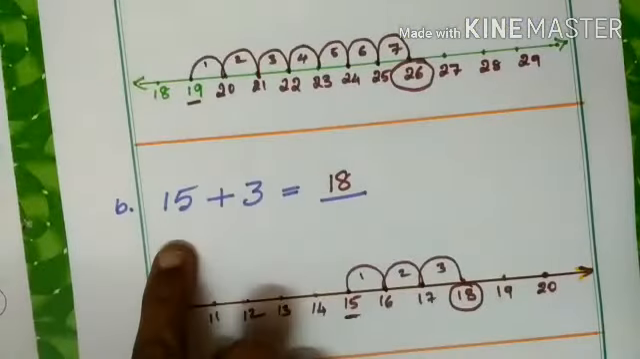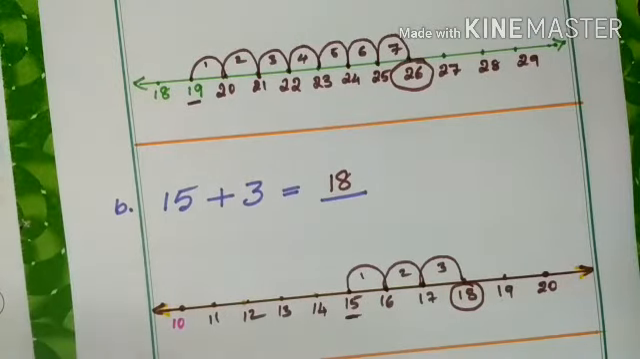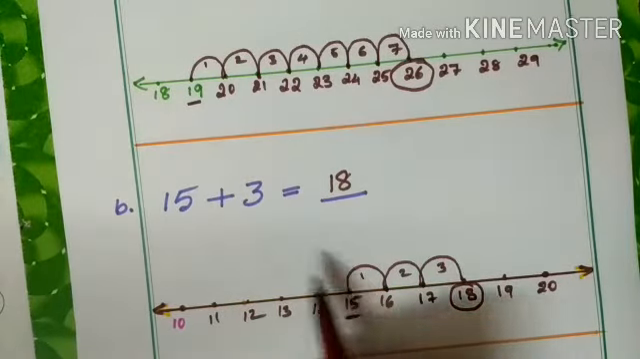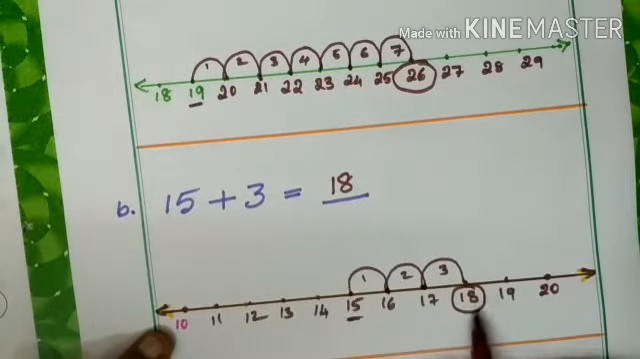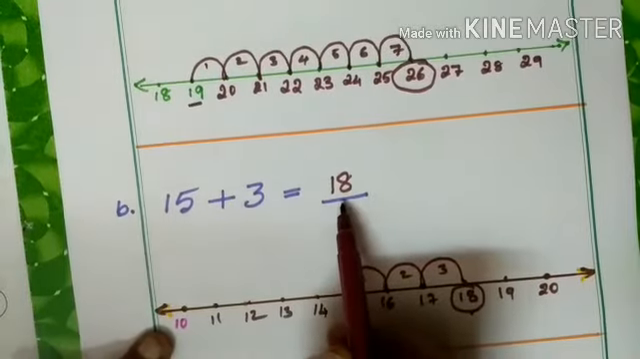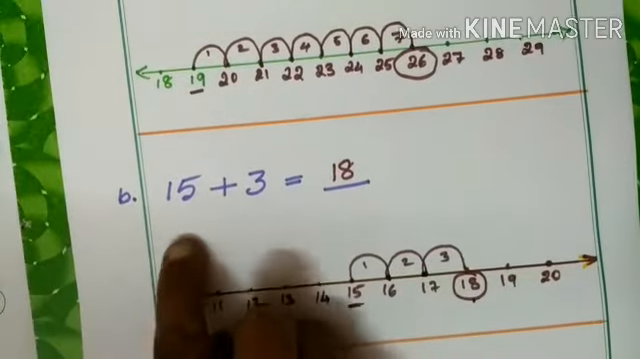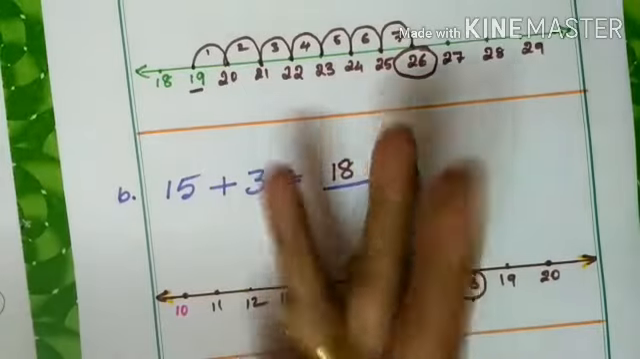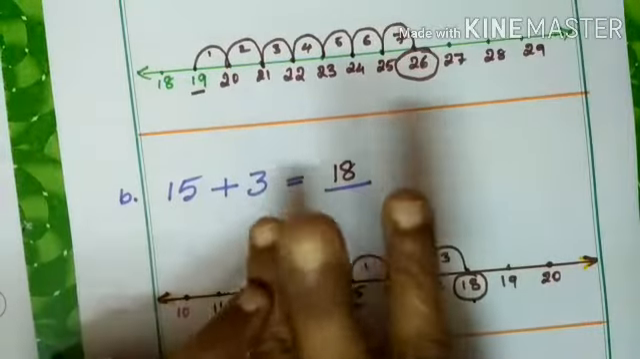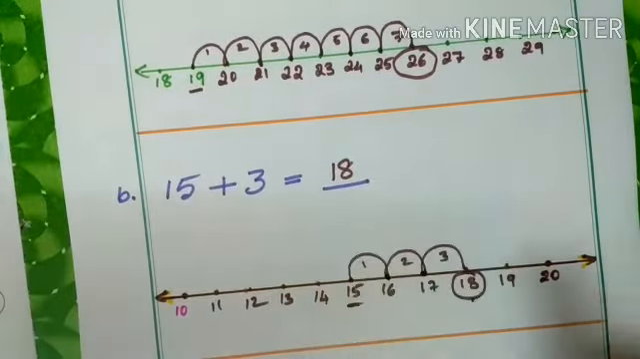Now the next sum is 15 plus 3. Mark 15 here and take 3 steps forward. After 15: 16, 17, 18. Now circle this 18 and write here the sum, 18. This one also we will check mentally. Keep 15 in your mind and 3 in your fingers. After 15: 16, 17, 18. 18 is the correct sum.